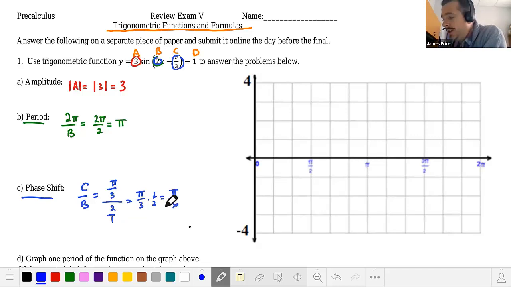Now what we want to do is use these numbers, the amplitude, the period, and the phase shift, along with, I guess, we do have one more up here, right? We have d, which is a vertical shift down 1 unit. So we'll have to use that too eventually, vertical shift down 1 unit. But we're going to use these to graph one period of the function.